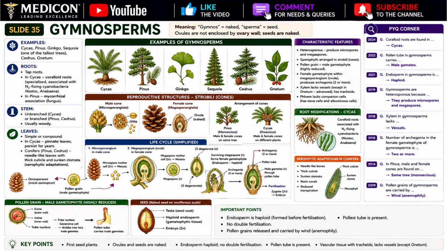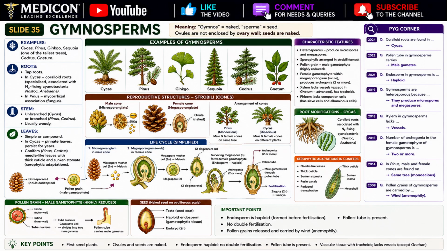Reproductive structures are strobili or cones. The male cone is called microsporangiate and the female cone is called megasporangiate. The ovule is naked here. Arrangement of cones: Pinus is monoecious and Cycas is dioecious. Male and female cones on the same tree, that is Pinus, are monoecious, and male and female cones on different plants, that is dioecious, in Cycas.